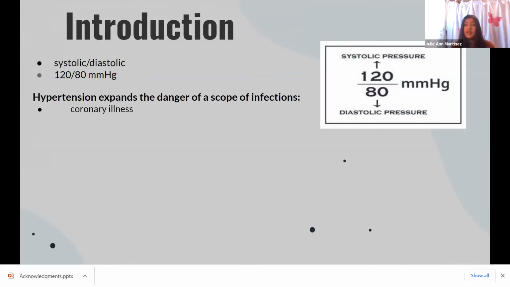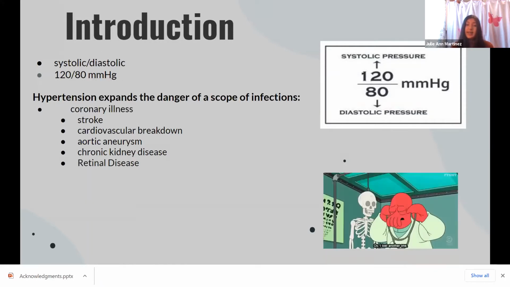Hypertension expands the danger of infections. These are such as coronary illness, a stroke, cardiovascular breakdown, aortic aneurysm, chronic kidney disease, and retinal disease.